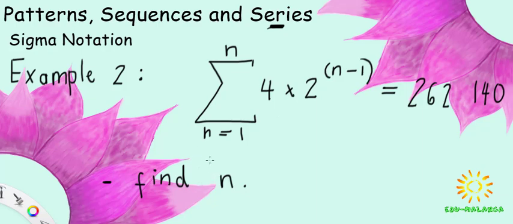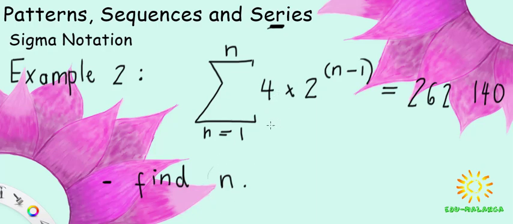The first question we will answer will be example number 2 because we did example 1 in the previous video. For example 2, we are given the series 4 times 2 to the power of n minus 1, and we are told that the sum of this series from term number 1 to term n is equal to 262,140. Then we are asked to find n. So we're going to solve for n in this question.